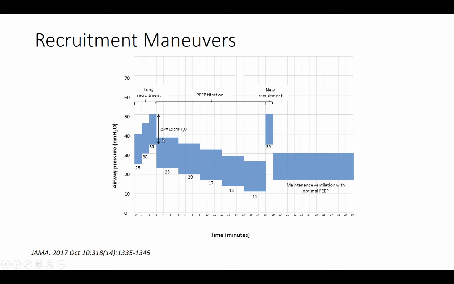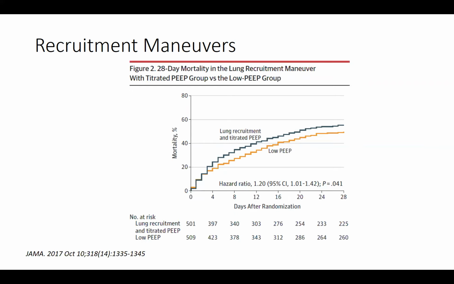And then they dropped it back to baseline and gradually dropped it. This is time in minutes. So each interval here was 1 minute long, and then over 3 minutes, they maintained this pressure, and then each of these was for 3 minutes. So the whole thing lasted for 18 minutes. And then they did another brief recruitment, and then they went back to maintenance ventilation. The results were not great. They had actually increased mortality with this maneuver.